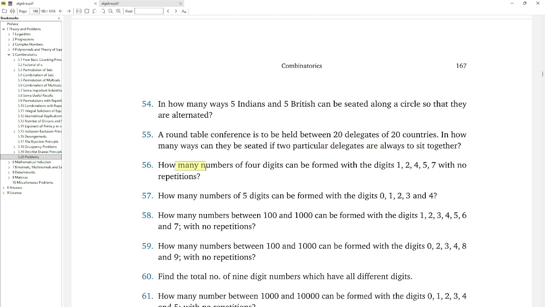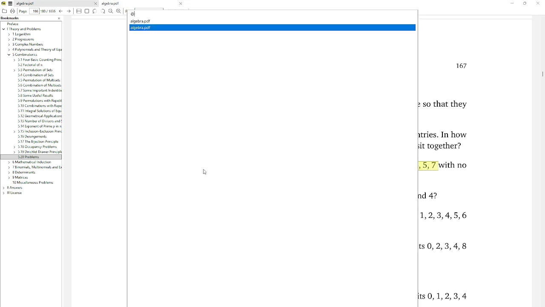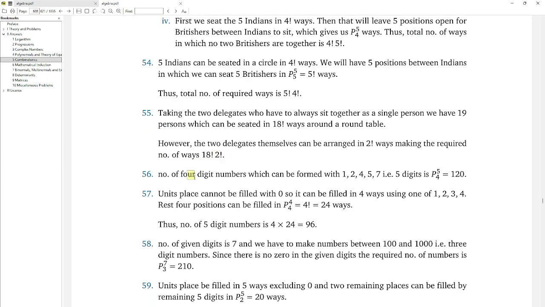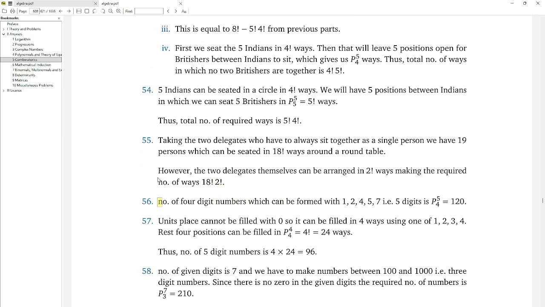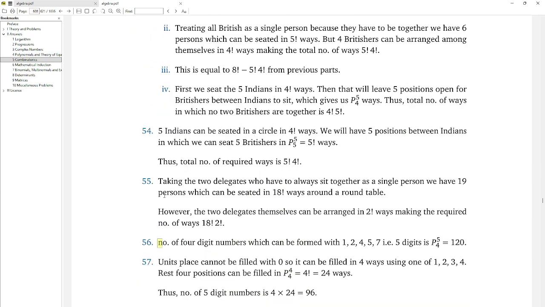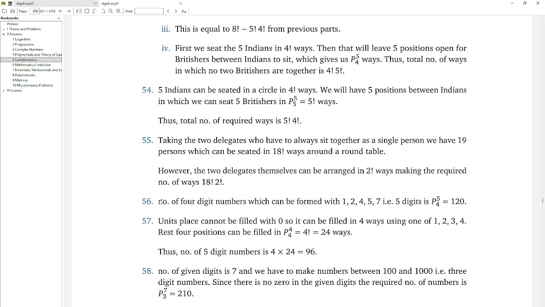Question 56 says how many numbers of 4 digits can be formed with the digits 1, 2, 4, 5, 7 with no repetition? The total number of 4 digit numbers that can be formed is 5P4, that is 120. This n should be capital. So we have two typing mistakes in 53 and 56.